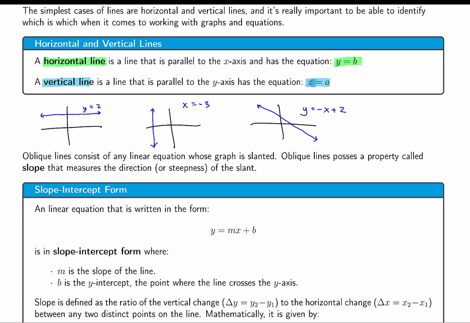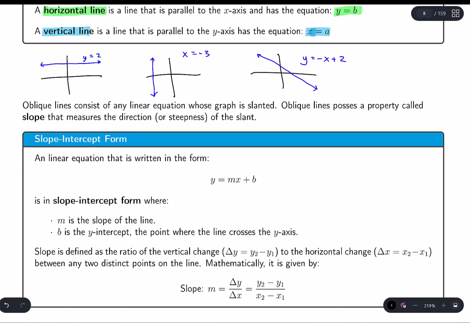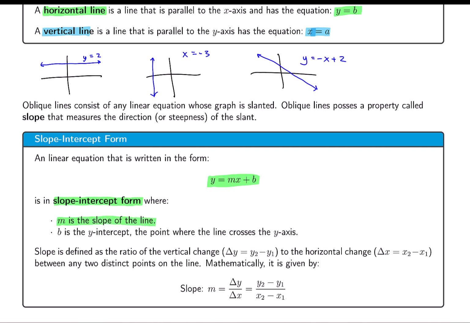That's the kind of equation that you probably most recognize when it comes to linear equations. That's the one that we generally talk about the most. It's called the slope-intercept form of our lines. m, the number that's multiplying x, is the slope of the line, and b, the constant value, is the point where the line crosses the y-axis.